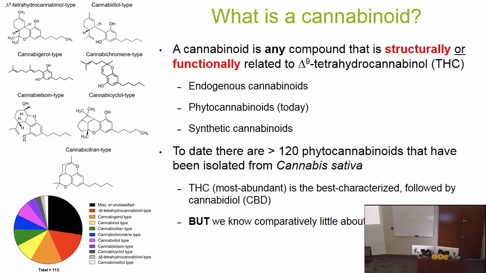THC is the most abundant and the best characterized, followed by cannabidiol. I have some of their structures over here on the left and how they're found and their relative ratios in the plant, generally speaking. It's going to vary from plant type to plant type. THC, we know, activates these CB1 and CB2 receptors. And it's that activation that produces the high, produces the munchies, the appetite stimulation, reduces anxiety, and modulates pain.